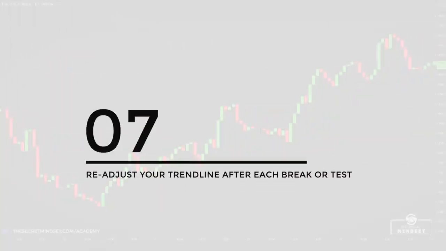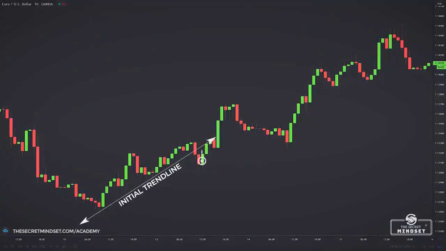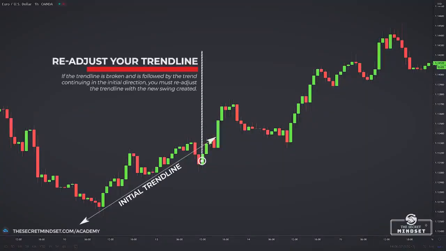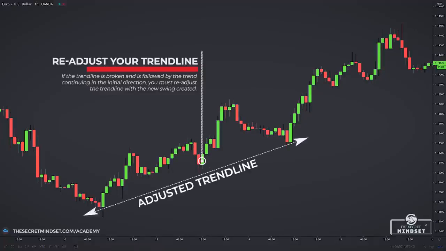Number 7. Readjust your trend line after each break. After a trend line break, the chances are high that the area will get tested after a pullback. Depending on market conditions, the test can be followed by the trend continuing in the initial direction, in which case you must readjust the trend line with a new swing created. Prices don't usually move in a uniform fashion, and since trend lines account for both time and price, they move along with the price and time axis.